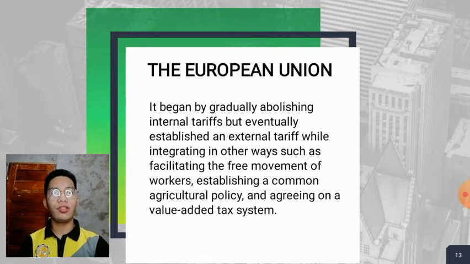First is the European Union. The largest and most comprehensive regional economic group is the European Union, or EU. It began by gradually abolishing internal tariffs but eventually established an external tariff while integrating in other ways, such as facilitating the free movement of workers, establishing a common agricultural policy, and agreeing on a value-added tax system. The formation of the European Parliament and the establishment of a common currency, the euro, make the EU the most ambitious of all the regional trade groups.